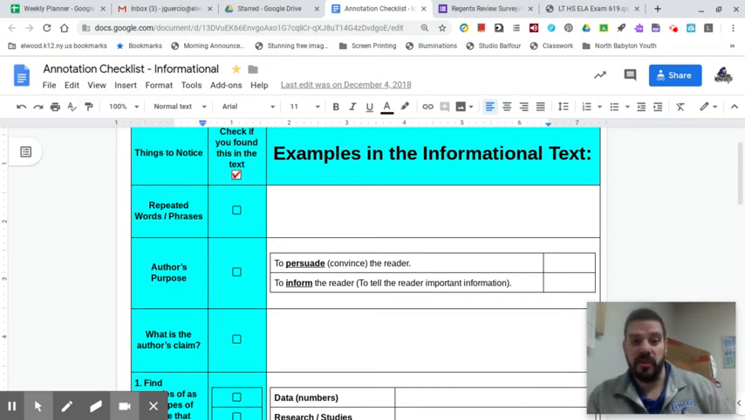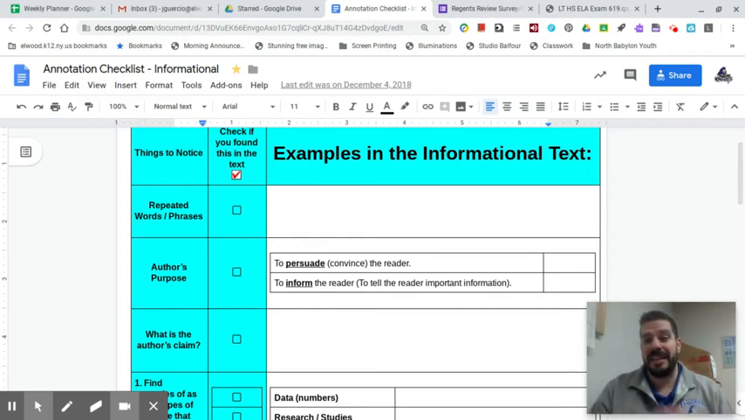Some informational articles might just be trying to inform you, giving you a bunch of information about a topic and not leaning towards one side or the other. It's not biased. They're just saying, this is the information. Here you go. Have at it. Do what you want with it. So try and figure out, make notes of what the author's purpose is.